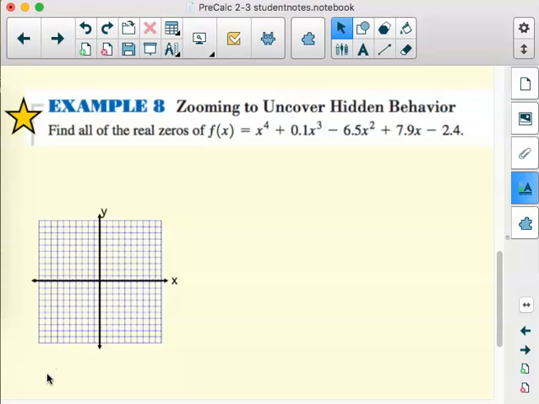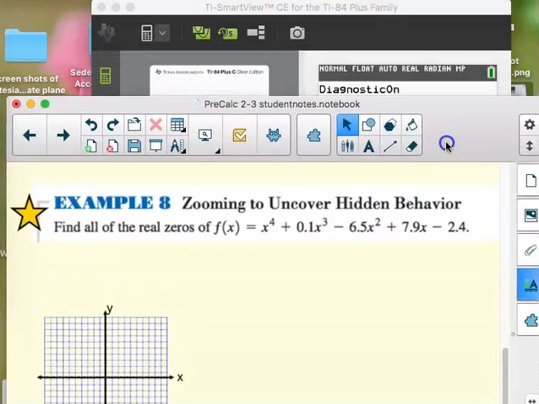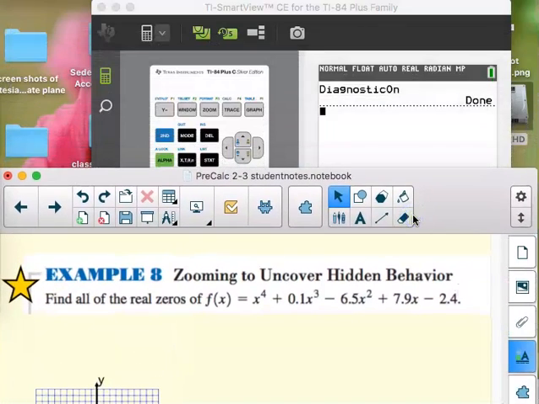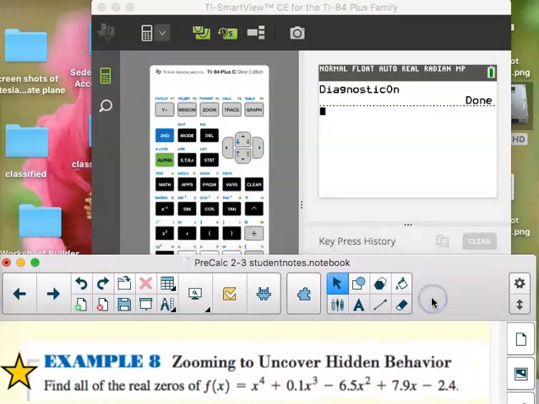We're going to start with zooming to uncover hidden behavior today. And again, you probably want that graphing calculator handy. And I do want to remind you that later on today we're going to be doing some regression. And when we do regression, we want to be able to see the correlation coefficient and the numbers that we need to tell whether or not we have a really good regression. So make sure your diagnostics are turned on.